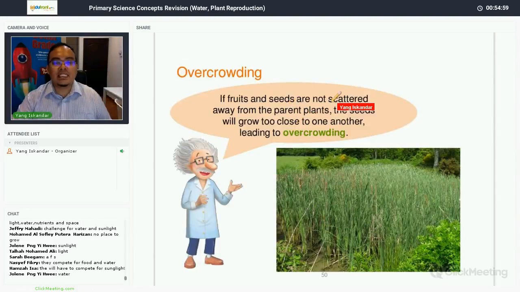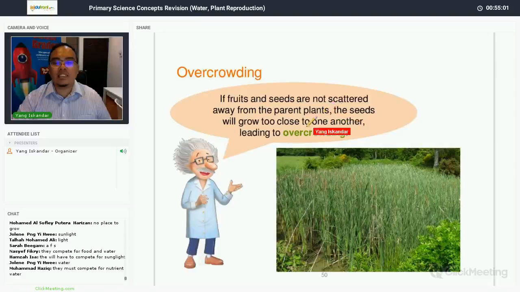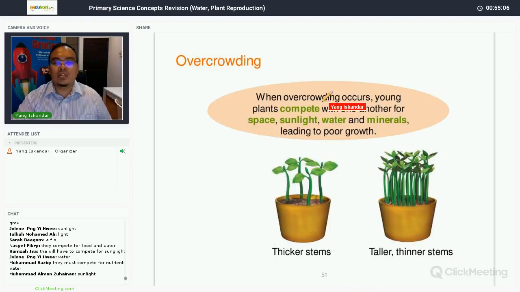So if fruits and seeds are not scattered away from the plants, the seeds will grow too close to one another, leading to overcrowding. When overcrowding occurs, young plants compete with one another for space, sunlight, water, and minerals, leading to poor growth. Now remember this, can you take this down on a piece of paper? Overcrowding occurs when the young plants compete with one another for four things: space, sunlight, water, and minerals or nutrients.